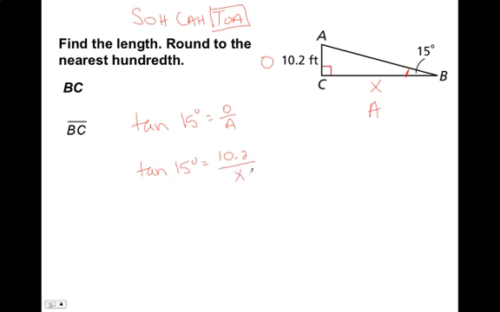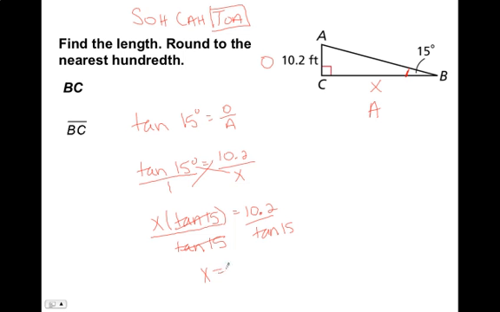Now you may be going, how do we solve this? But if you remember, I can put anything over 1 and it not change the value. Now it looks like the proportions we did with similarity. So all we have to do is cross multiply. So you have x times tangent of 15 equals 10.2. And to get x by itself, we divide by tangent of 15 on both sides.